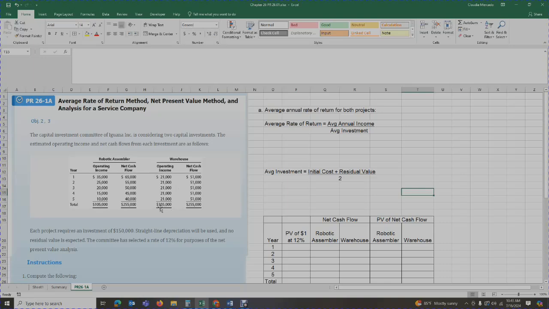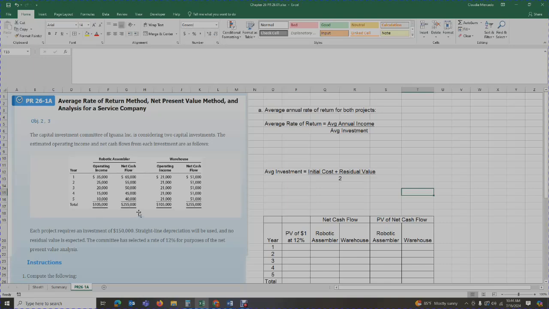So this provides us with a uniform income, while the robotic assembler has higher incomes in the first years of operation and the income dwindles down as the years pass by. Okay, the net cash flow is also from greatest to least on the robotic assembler. My net cash flow is going to be greater the first couple of years, versus my net cash flow for the warehouse is consistent at $51,000 per year. But at the end of the day, regardless of the project that we select, they will both yield the same amount of operating income and the same amount of net cash flows.